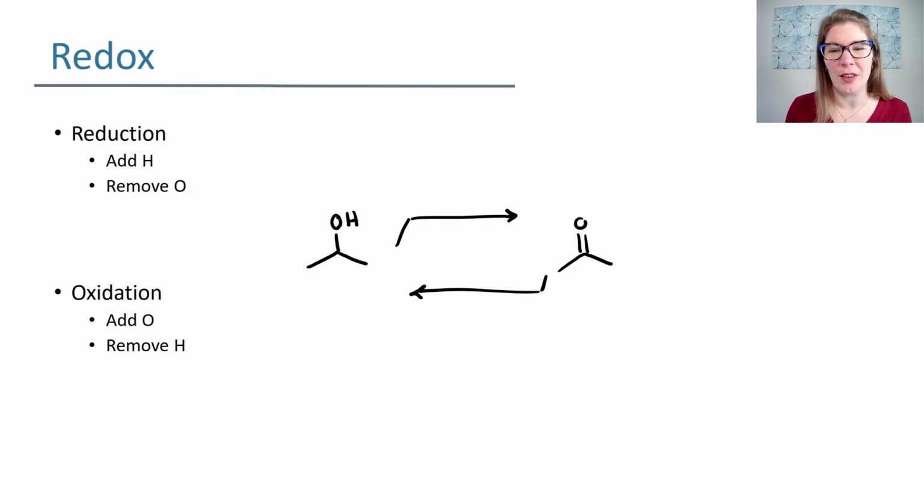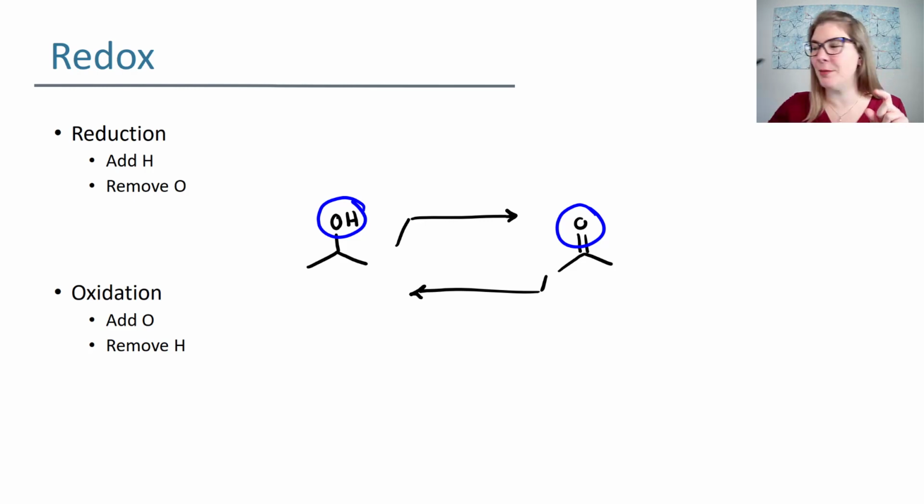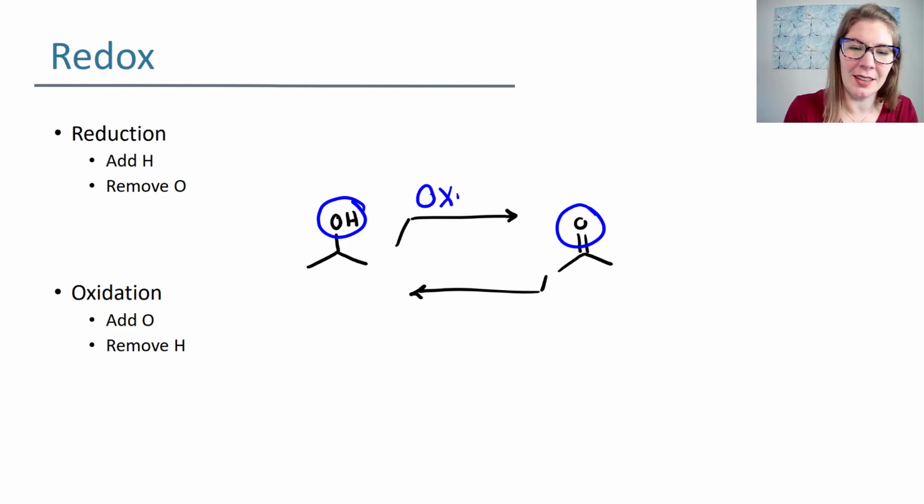If we look at the figure off to the right-hand side, what I notice is I'm starting with an OH here, and now I have 2 bonds to oxygen. So if I go from left to right, I'm taking 1 bond to oxygen and I'm turning it into 2 bonds to oxygen. So that's like I'm adding oxygen. That would be a process that we would call oxidation. Whereas going the opposite way is reduction.